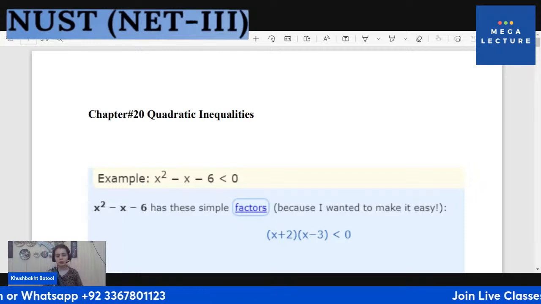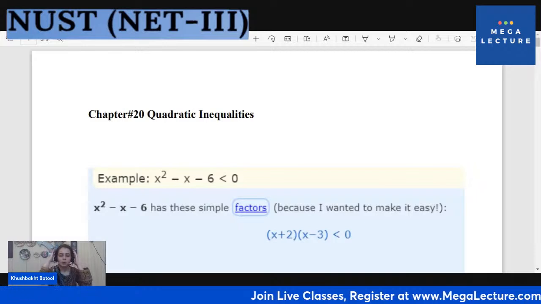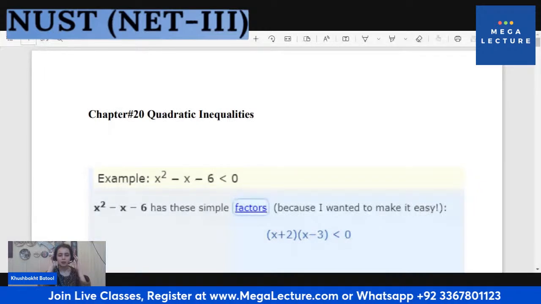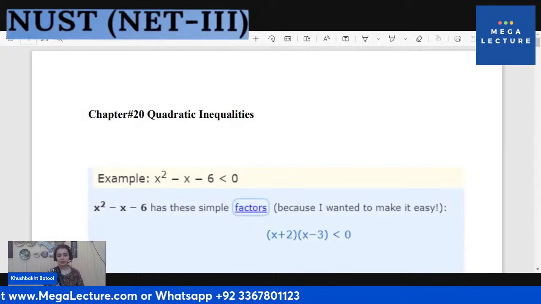Today we will be talking about some more NUST entry test past paper questions from the math section. Today we will be discussing the 20th chapter, that is Quadratic Inequalities. So let's get started.